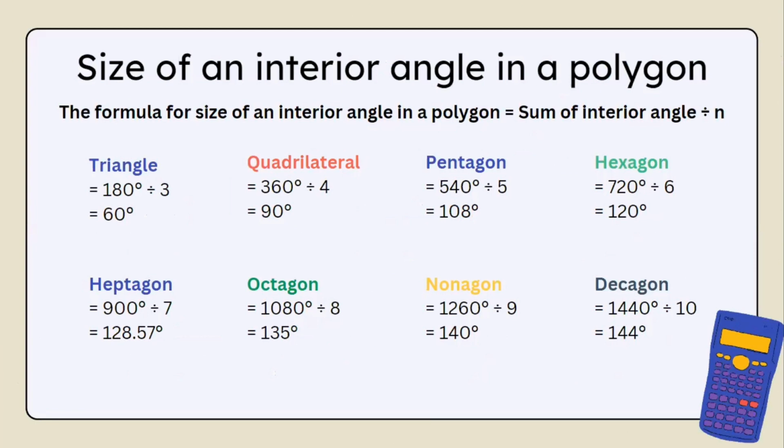Size of an interior angle in a polygon. The formula for size of an interior angle in a polygon is sum of interior angles divided by n. Triangle is 60 degrees. Quadrilateral is 90 degrees. Pentagon is 108 degrees. Hexagon is 120 degrees. Heptagon is 128.57 degrees. Octagon is 135 degrees. Nonagon is 140 degrees. Decagon is 144 degrees.